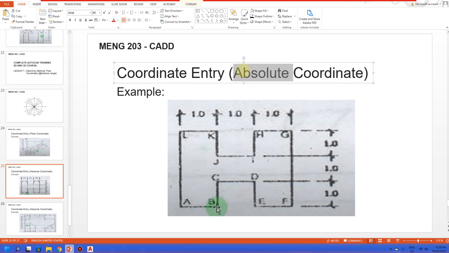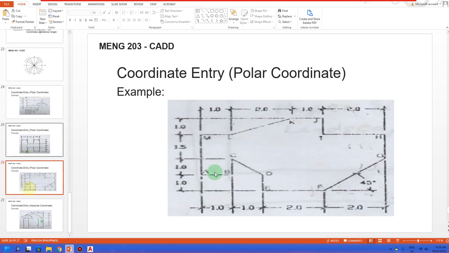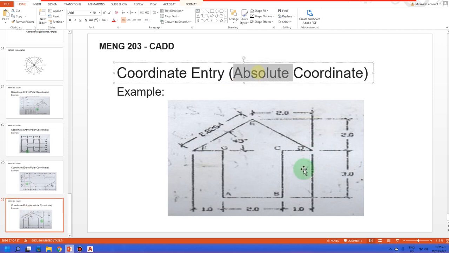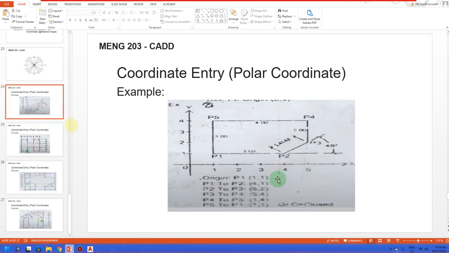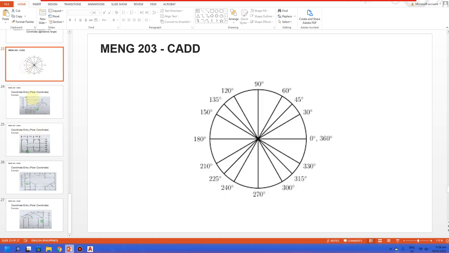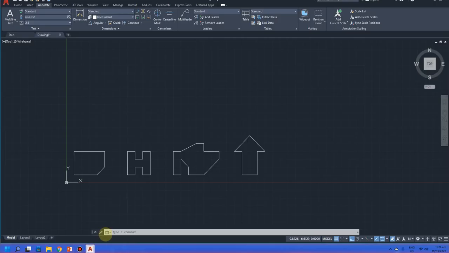Let me just edit it to polar coordinate. Okay. And we are going to use these examples again to demonstrate how to use polar coordinates in AutoCAD. Okay, let's now go to our AutoCAD.